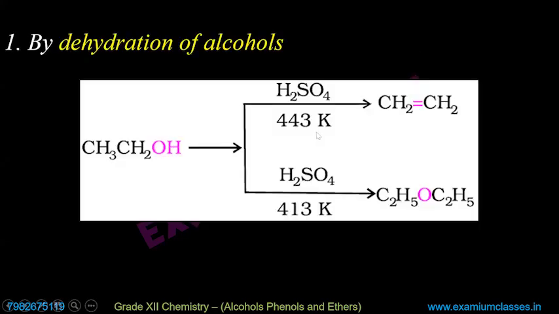First is preparation, dehydration of alcohols. This is something, if you remember, we talked about. Just the difference of temperature. We talked about it in properties of alcohols. At 443 Kelvin with H2SO4, we get alkene, but at 413 with same H2SO4, we get ether.